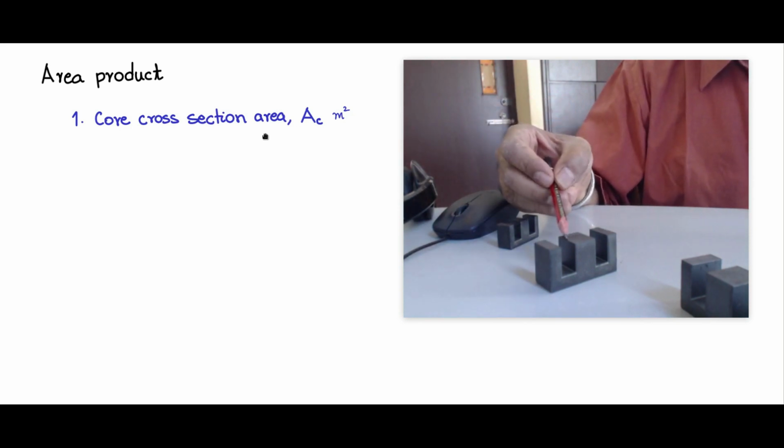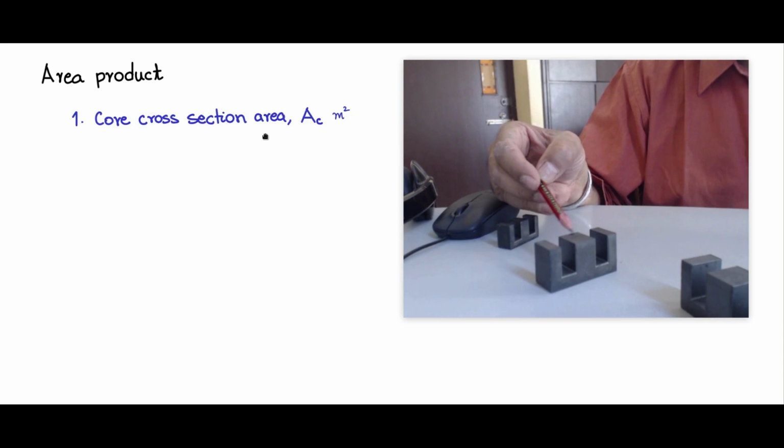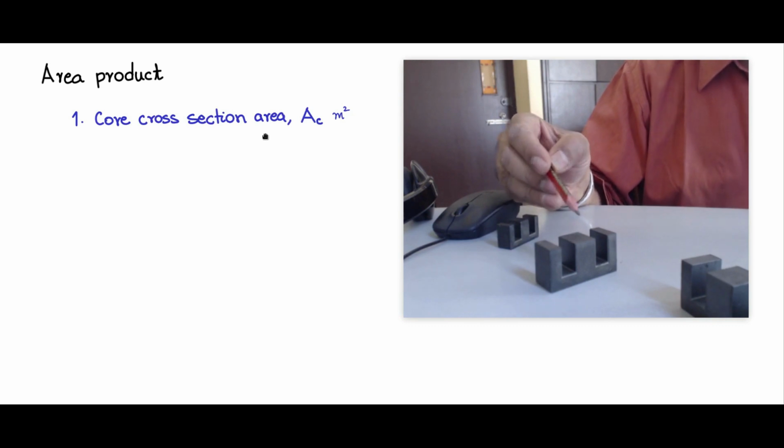You see this part here, the central, this is the E core. You have seen this E core, I have shown it to you before. On the extreme sides there are thin limbs, and the central arm is the thicker one. So this area here, which I am showing with a pencil, is the core cross section area, and orthogonal to that, there will be flux flow.